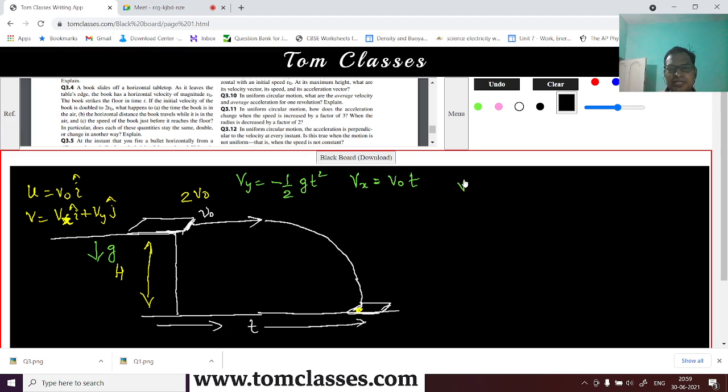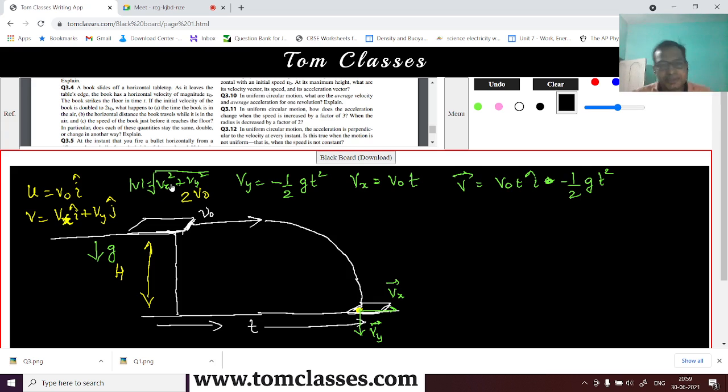So my velocity vector will be given by v naught t i plus, sorry, minus half gt square j. This velocity vector will have two components, vy, which is like this, and vx, and the total velocity vector will be like this. We can find the magnitude of the v vector, which is nothing but the square root of vx square plus vy square, because the two components are perpendicular to each other, right? We can apply this formula. Okay, so this is the velocity.